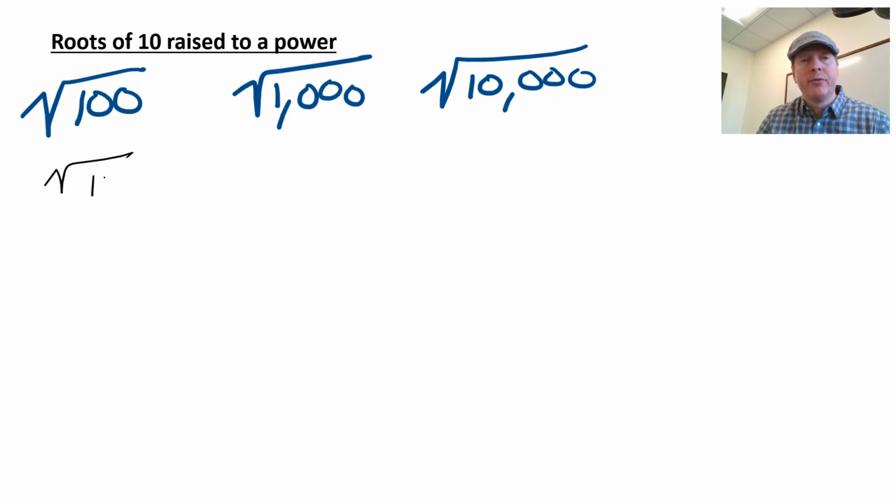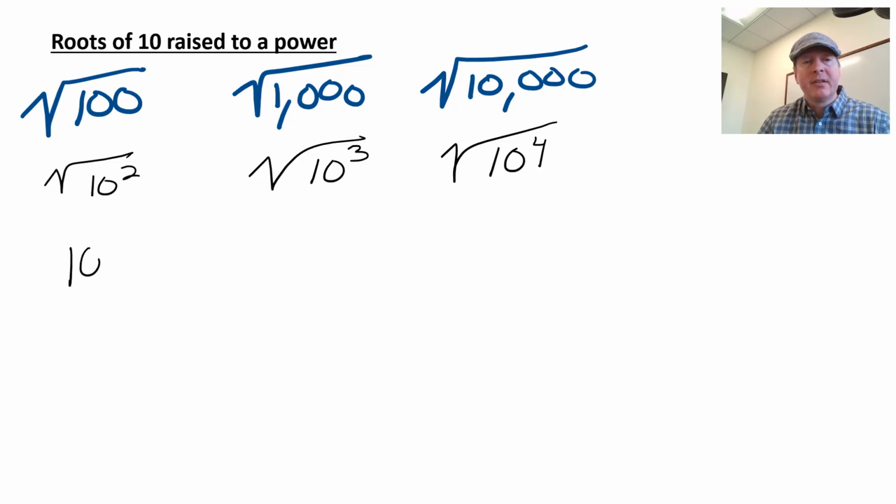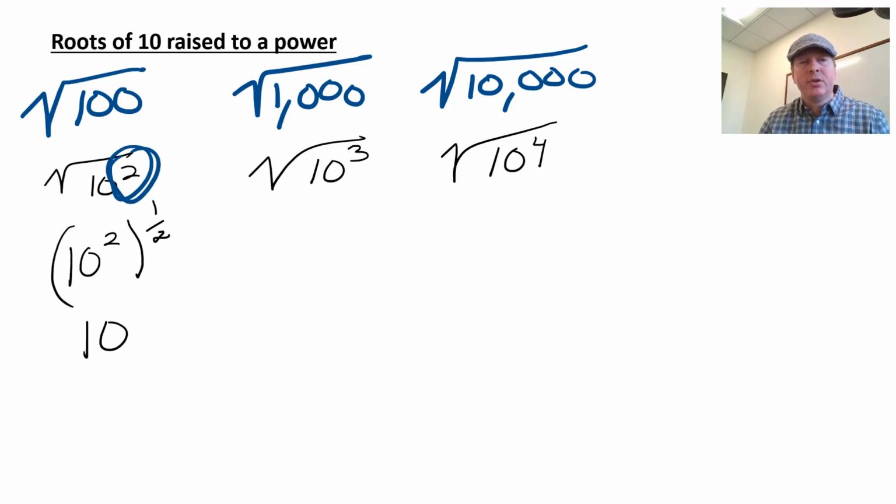Let's talk about the number 10 raised to an exponent and the roots of 10 when it's raised to an exponent. Square root of 100, same thing as the square root of 10 squared. Square root of 1,000 is the same thing as the square root of 10 cubed, and then 10,000 is 10 to the 4th. Well, square root of 10 squared is the same thing as 10 squared to the power of 1/2, which is 10 to the 1. It's simply 10. So the moral of the story: if the exponent is 2, you take 1/2 of that, it's 10 to the 1.